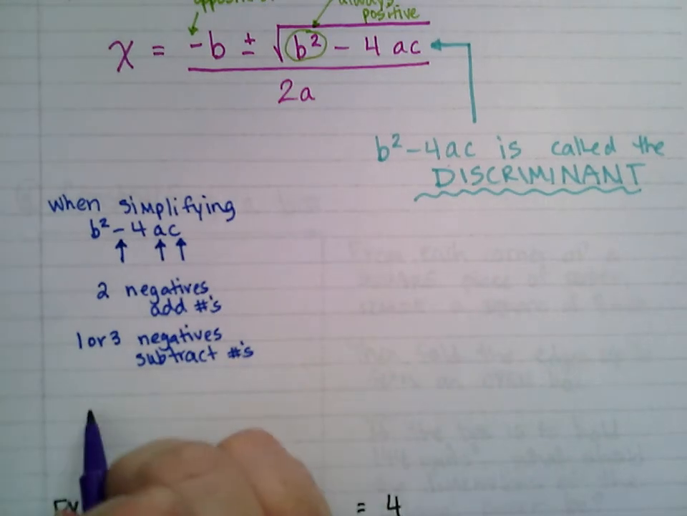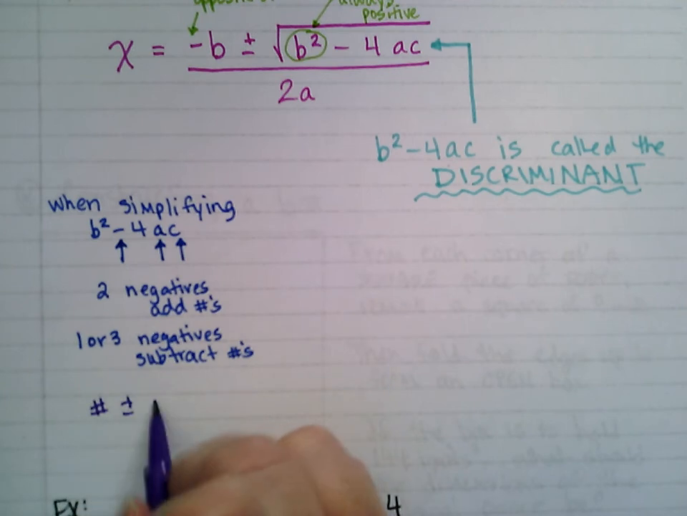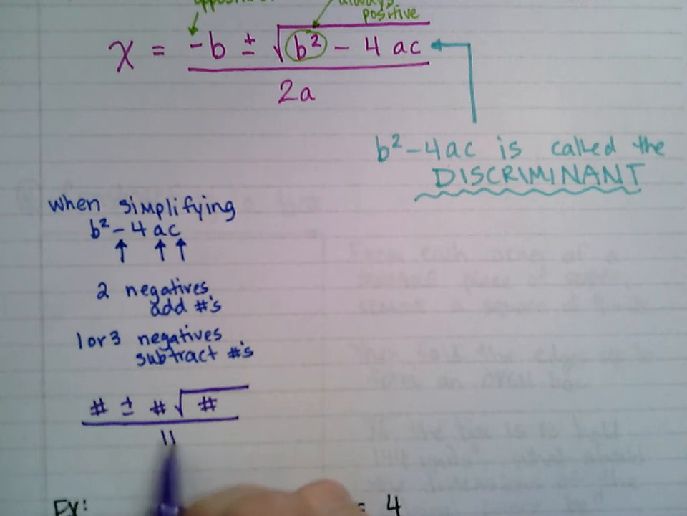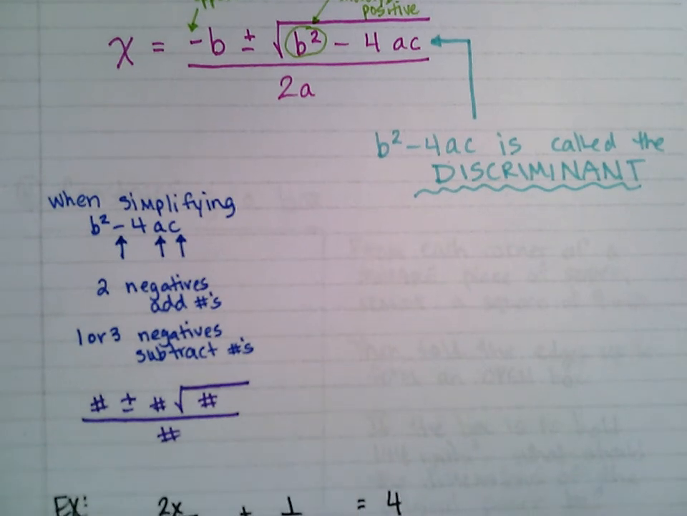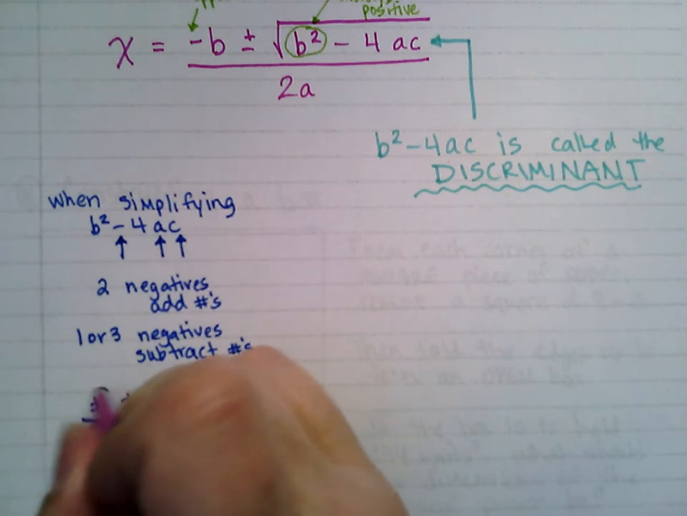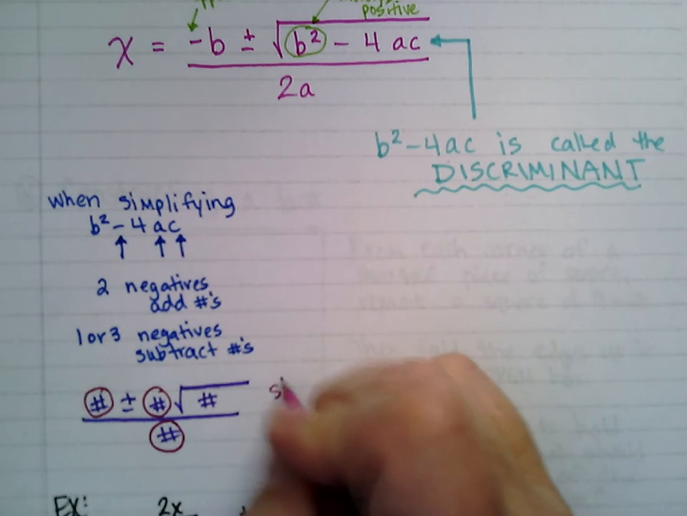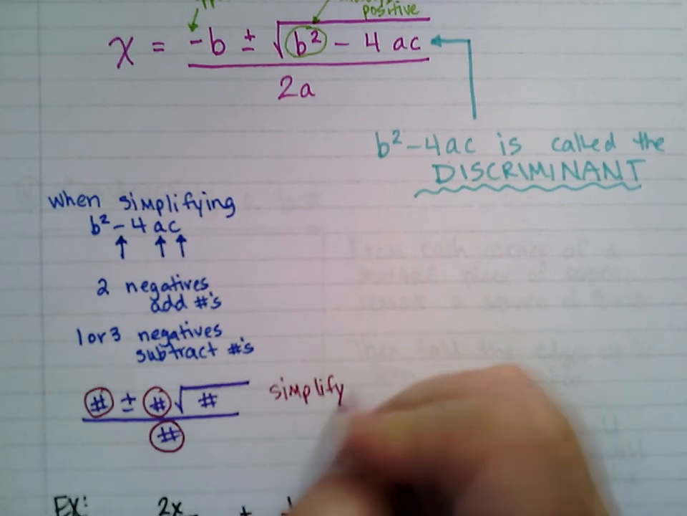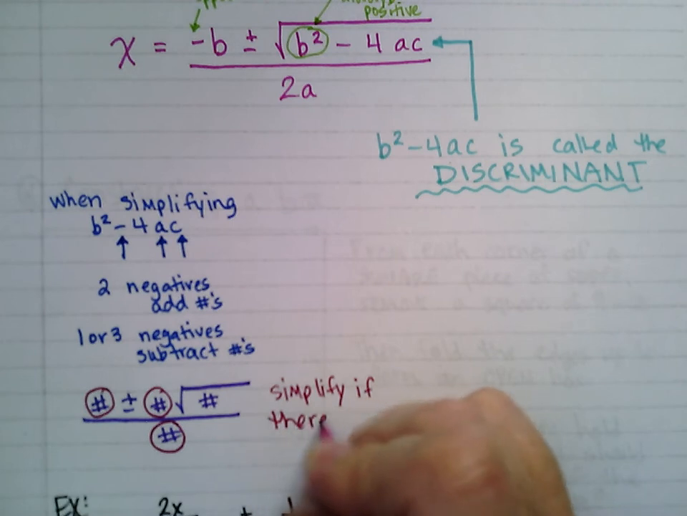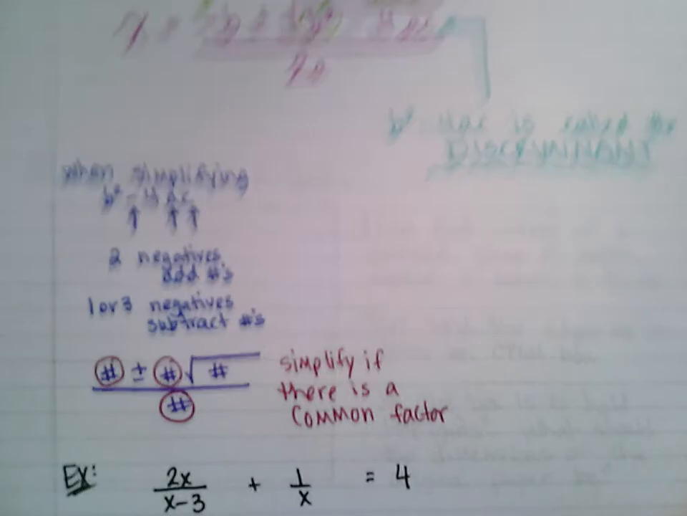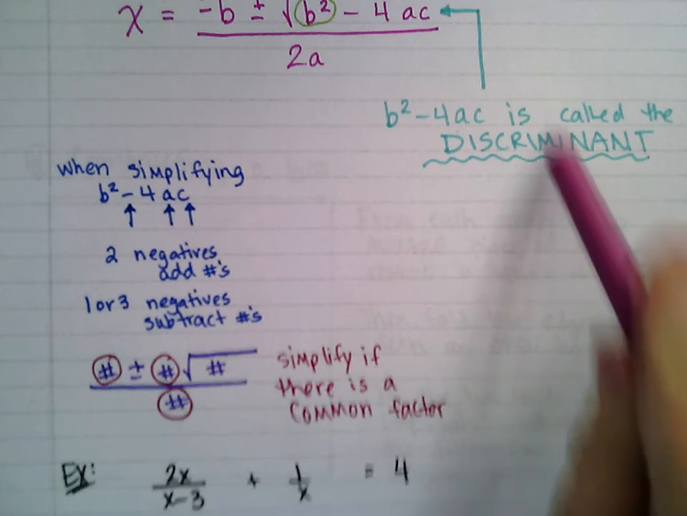When you're done working through your quadratic formula, it might look something like this with numbers in all those spaces. If all three of these spaces have something in common, you have to simplify. So you're going to simplify if there is a common factor. More on this later.